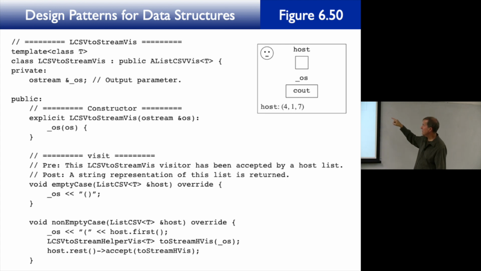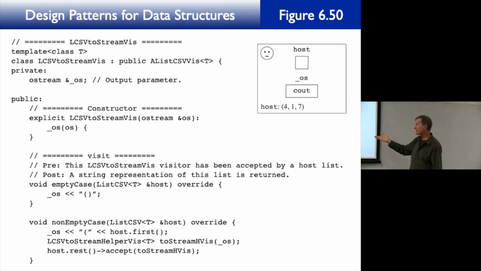A picture up here on the upper right part of the figure is the environment, and as always, a visitor has access to host, and this, because that's a parameter. Are you with me? You can see here when it says void empty case list CSV host, and also non-empty case, host, right? So host is a parameter. You always have access to that. And then cout is part of the environment because it is our attribute. All right? So let's take a look.